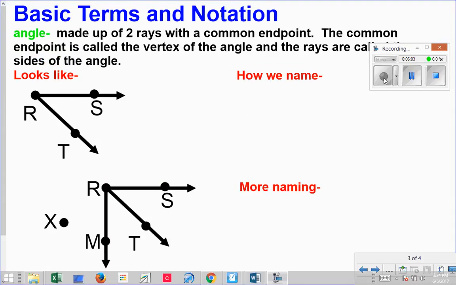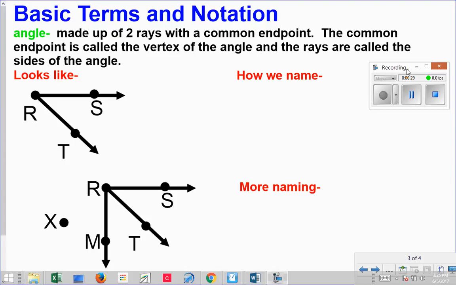Okay, the last term that we're going to take a look at today is called an angle. We have a couple of angles pictured here. An angle is made up of two rays put together, and those two rays share a common endpoint. The endpoint that they have in common is called the vertex of the angle, and the rays coming out from that vertex are called the sides of the angle.